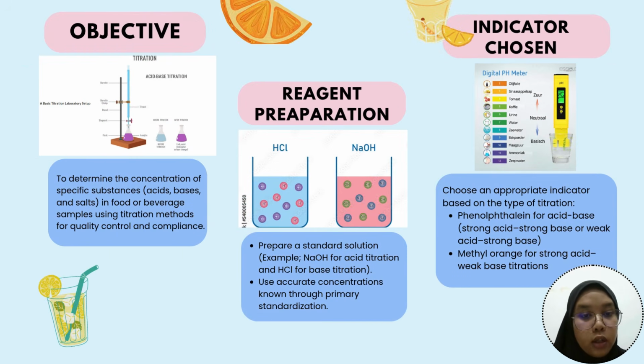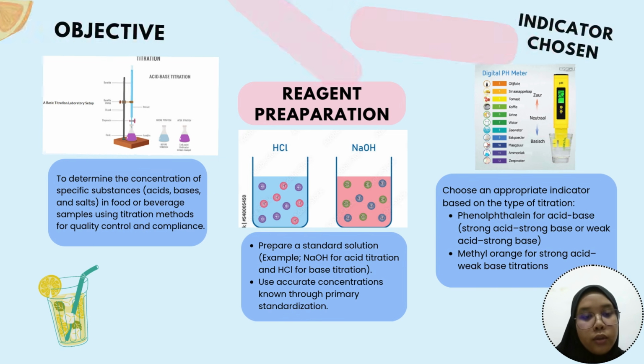The objective of titration is to determine the concentration of a specific substance such as acid, base, and salt in a food or beverage sample using the titration method for quality control and compliance. For reagent preparation, we use NaOH for acid titration and HCl for base titration, with accurate concentrations known through primary standardization. For the indicator, we can choose phenolphthalein for strong acid with strong base, or weak acid with strong base. Next, we can choose methyl orange for strong acid with weak base titration. We can also use a digital pH meter for a more accurate result.